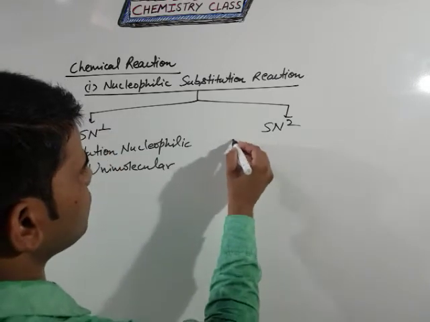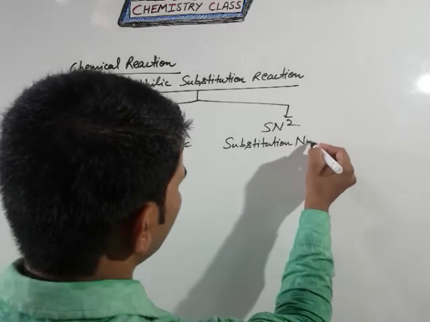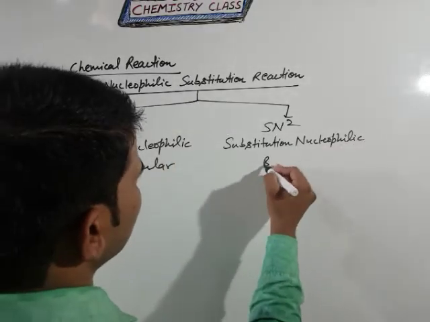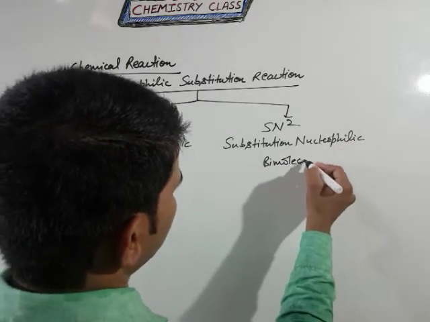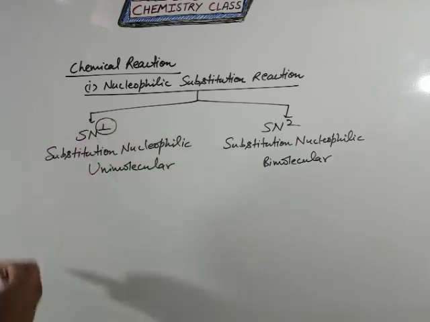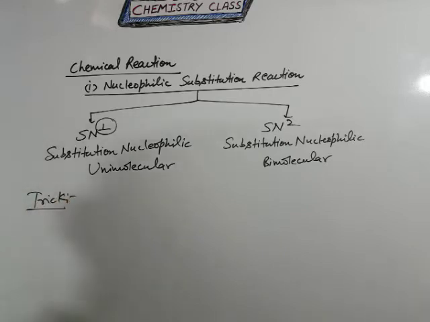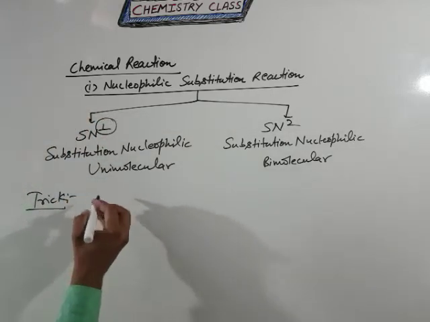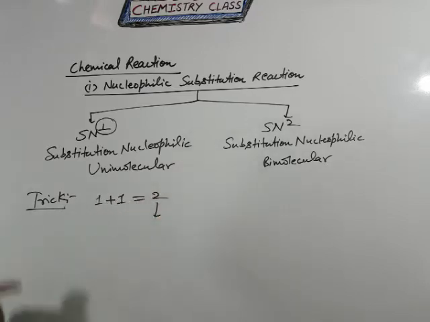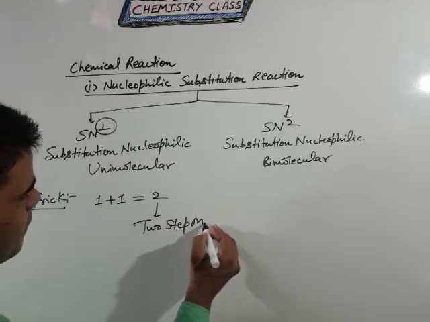In the case of SN2, that means substitution nucleophilic bimolecular. Clear? In the case of SN1, what is the number here? For the trick of the mechanism, see the number here: 1. So that means 1 plus 1 equals 2. So the SN1 reaction follows a two-step mechanism.